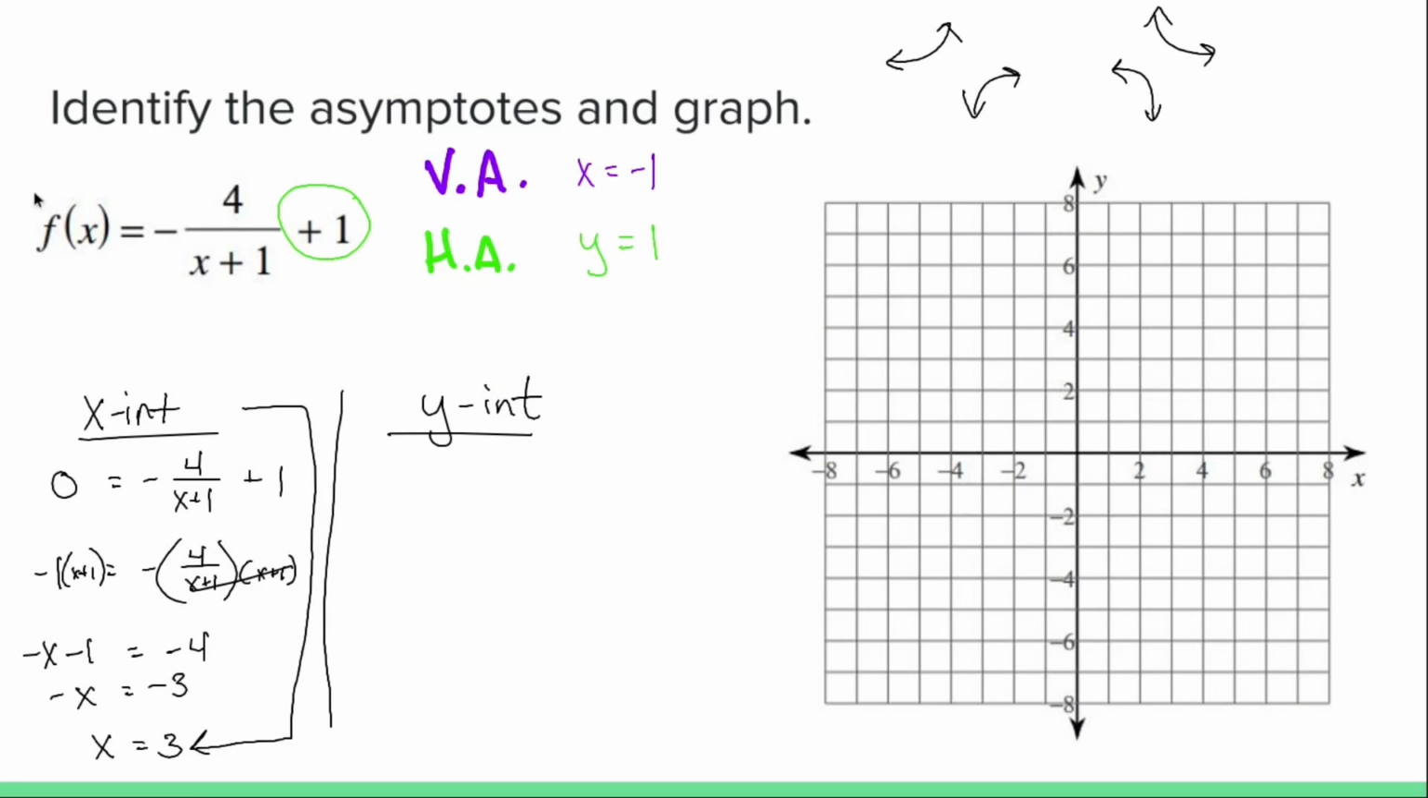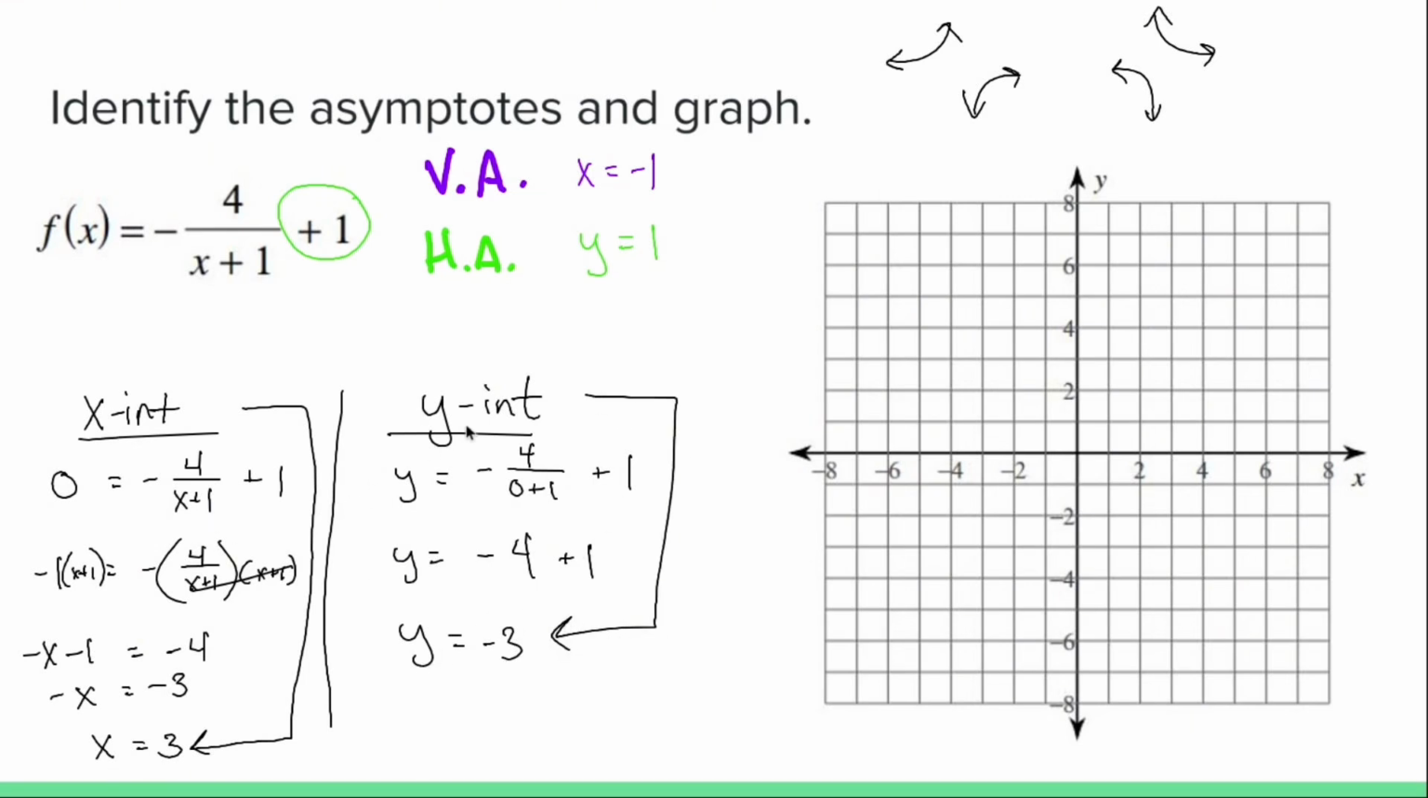My y-intercept is a whole lot more pleasant to figure out. Let's substitute f of x with y because it just looks prettier. In order to find my y-intercept, you're going to replace x with 0, so negative 4 over 0 plus 1, plus 1. So that becomes negative 4 over 1, which is just negative 4, plus 1. And y is going to equal negative 3. So that's going to be my y-intercept. So I have 2 points here. I have x equals 3, and I have y equals negative 3.